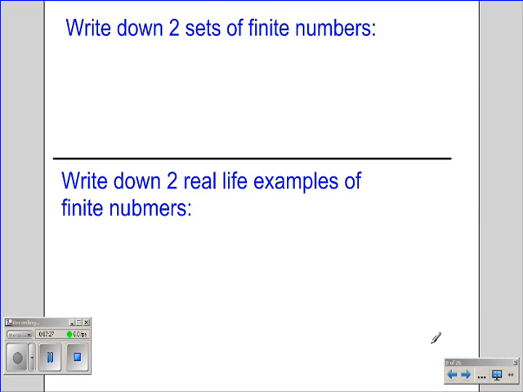At this time, I'd like for you to write down 2 sets of finite numbers and 2 real-life examples of finite numbers. I'll give you a few seconds to do that. You may want to pause the slideshow at this time.